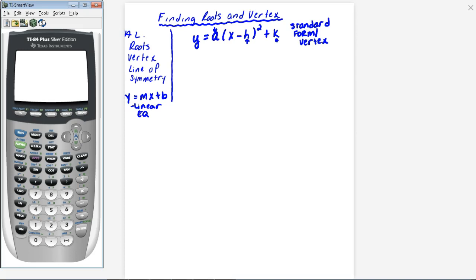The other is called the general form, and we're going to be using this a lot, and you probably used this last year when we were talking about quadratic equations, and that is a times x squared plus b times x plus c, which is our constant, and that is our general form.